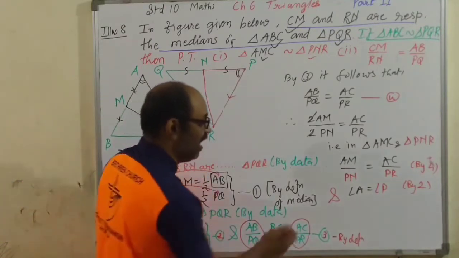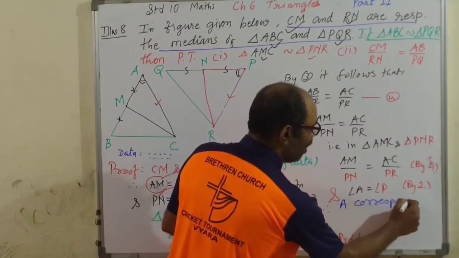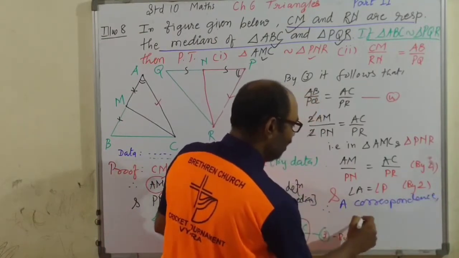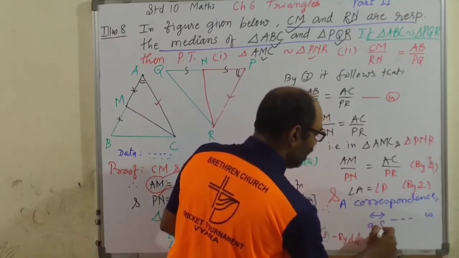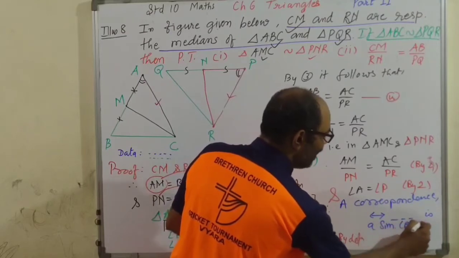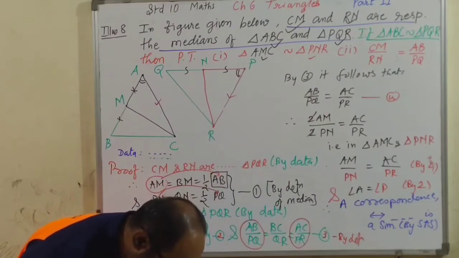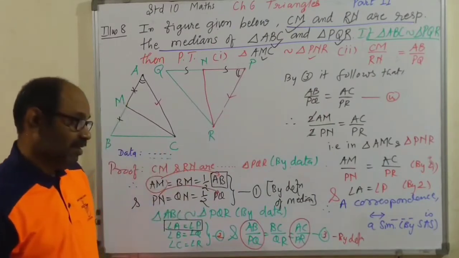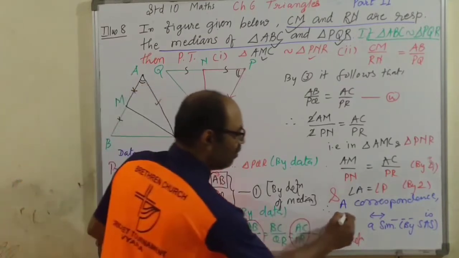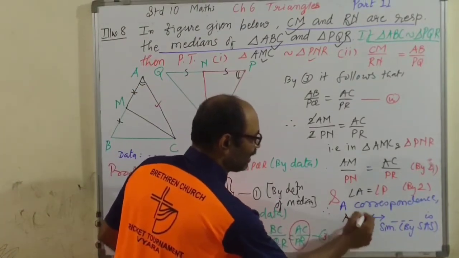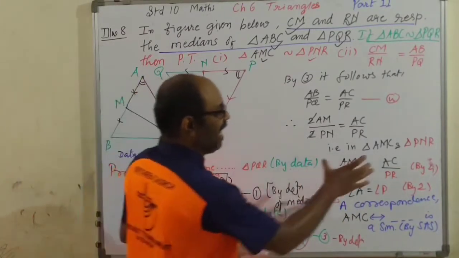Condition satisfy हो गया. Therefore, a correspondence dash corresponds to dash dash dash is a similarity by SAS. Got it children? By SAS. अब ब्लैक का मैं लिख दूं AMC. यहां हमें प्रिविलेज है, जो भी लिखना है लिख सकते हैं. AMC corresponds to what? Now कोई एंगल है?